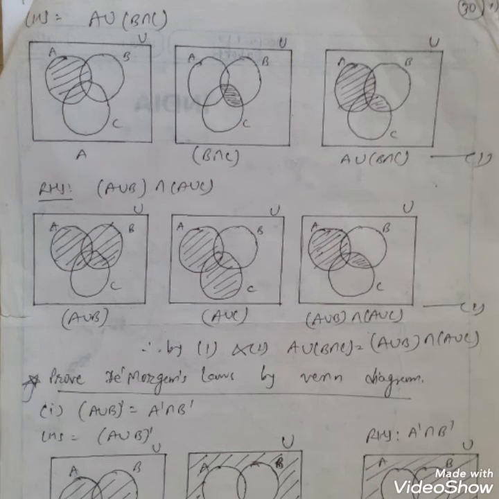The second distributive law is that A union (B intersection C) equals (A union B) intersection (A union C). So here the first diagram shows the elements which are present in A, means it is the diagram of A. Second, B intersection C means the elements are common in B and C, so only this region is darkened, otherwise the horizontal lines are shown in the region of B and C.